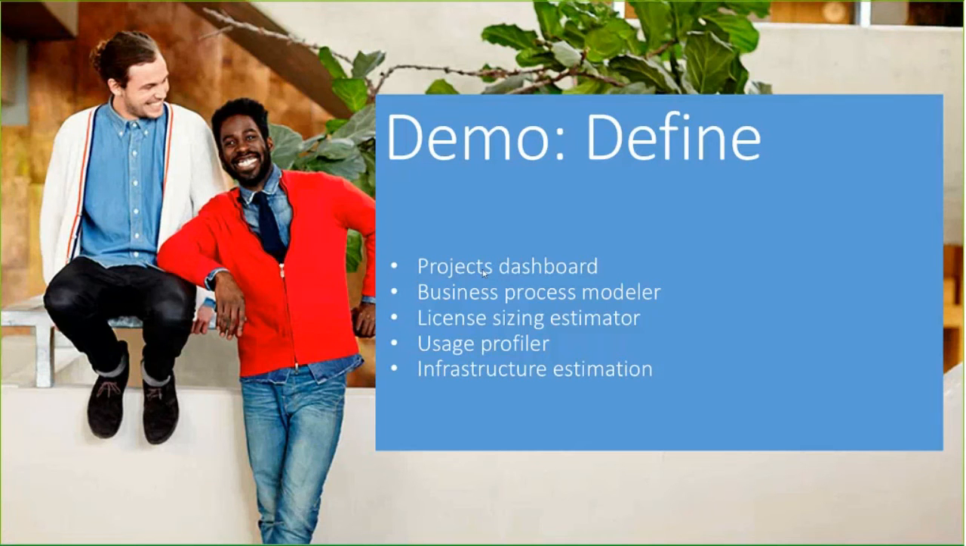What we're going to look at now is the business process modeler. We're going to look at the licensing sizing and the infrastructure and the usage profile. So what we are trying to do is say, what are we going to use within the system, how are we going to use it, and then what impact does that have on the system as well.